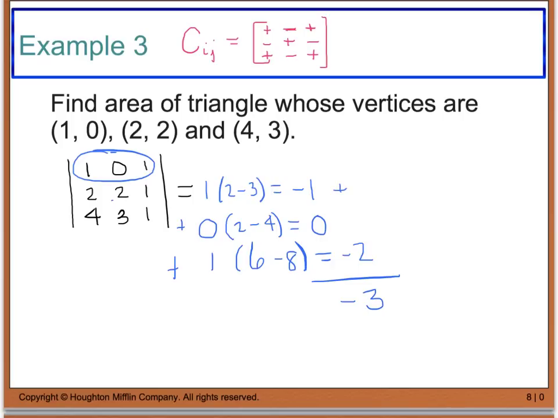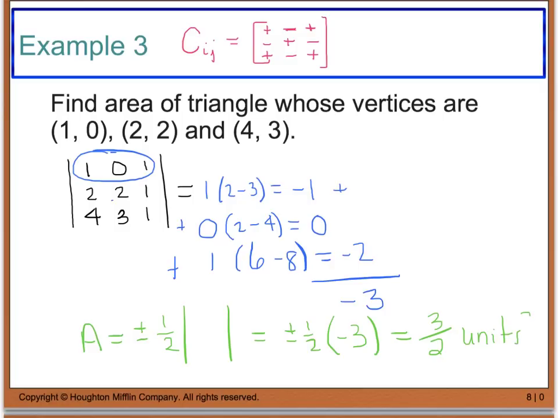a negative 3. Now we hopefully remember from the previous slide that the area was equal to plus or minus 1/2 times the determinant. So in this case, I have plus or minus 1/2 times my determinant, which we just found was equal to a negative 3. Since I can't have a negative area, I know that I have to use the negative 1/2. So a negative 1/2 times a negative 3 is going to give me 3/2 square units, and that will be the area of that triangle with those vertices.